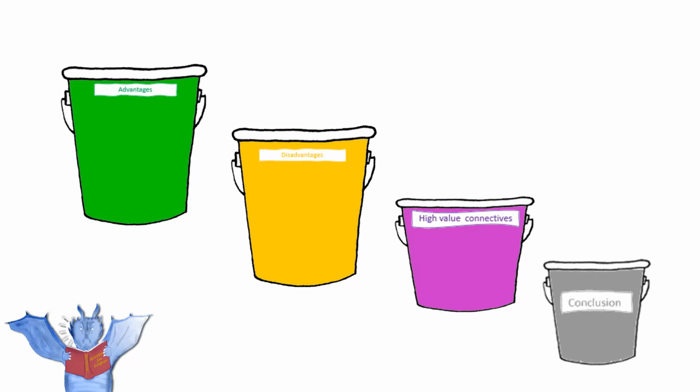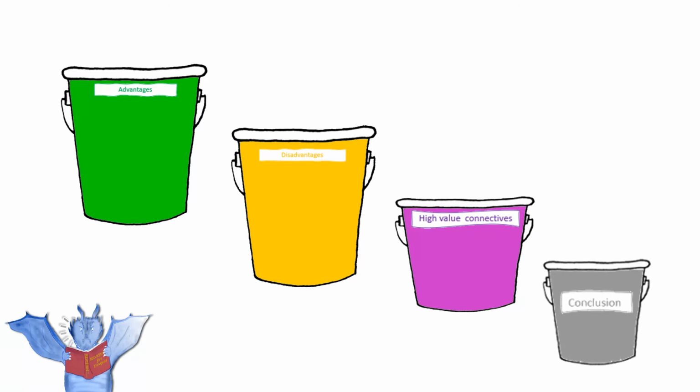In the green bucket you will find all the advantages. In the yellow bucket you will find the disadvantages. In the purple bucket you will find the high value connectives that you can select. And last but by no means least, it is the conclusion, and don't think that it's a smaller bucket that means it's less points. This is where you can get your killer points with your justification.